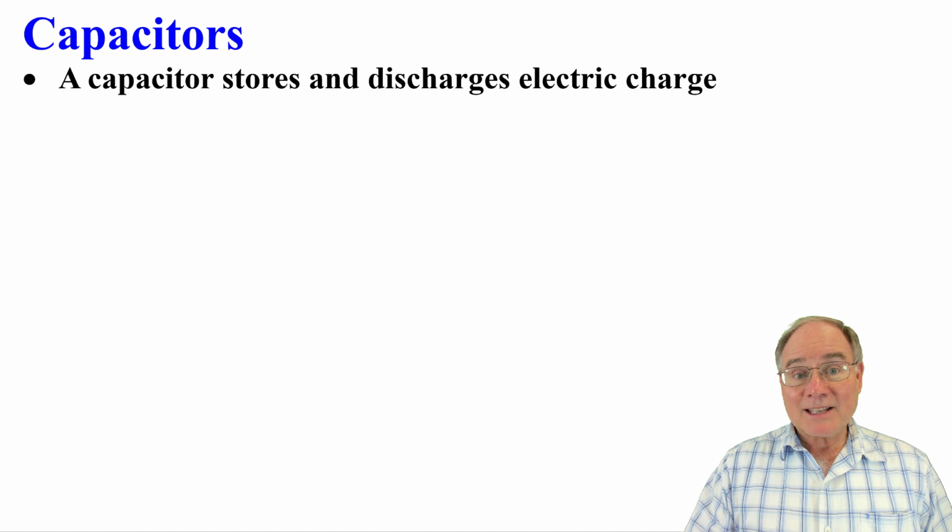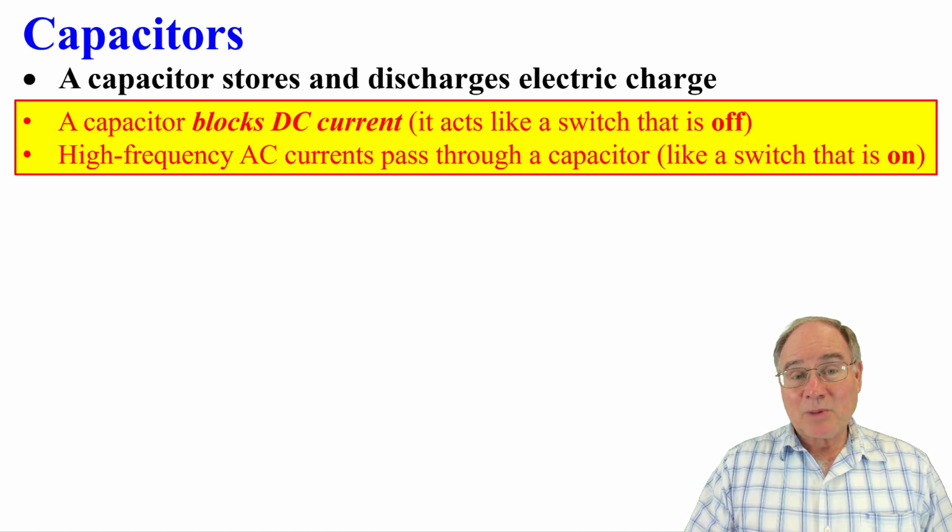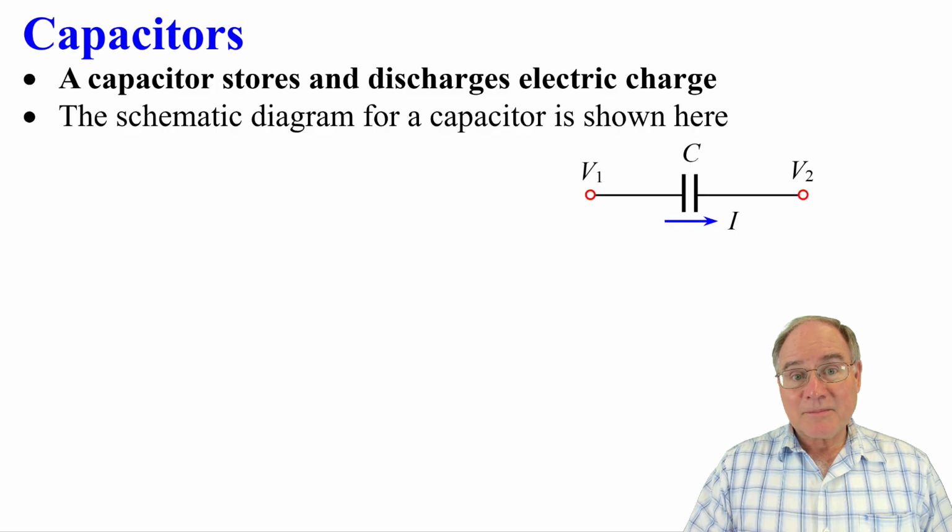Capacitors. A capacitor stores and discharges electric charge. A capacitor blocks DC current. It's like having a switch that's turned off. But high-frequency AC currents will pass through a capacitor, kind of like a switch that is on, although there is some impedance. Here's the schematic.